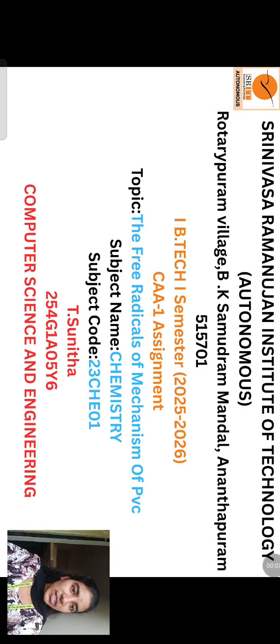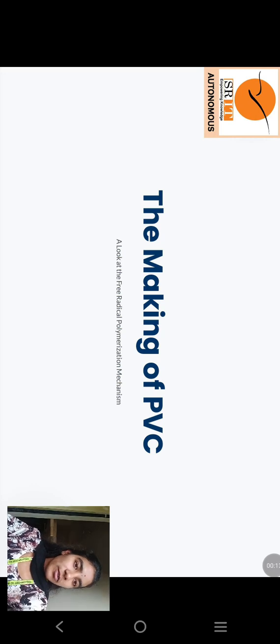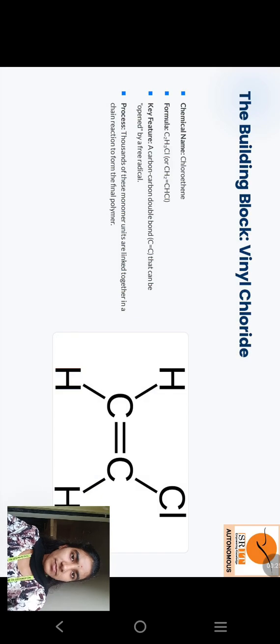Sunita from the CSCE department. Today I am going to explain the topic: the free radical mechanism of PVC. PVC is nothing but polyvinyl chloride. What does polyvinyl chloride mean? It is one of the world's most versatile and widely used plastics, from pipes to packaging. This presentation explains how it's made.